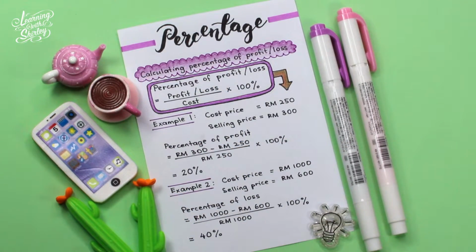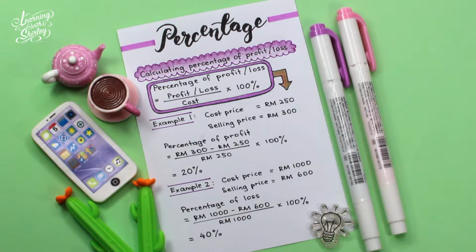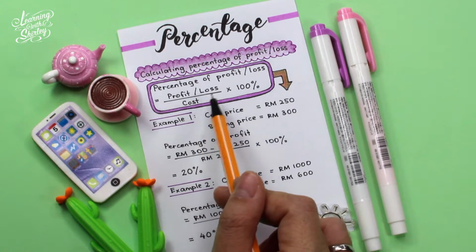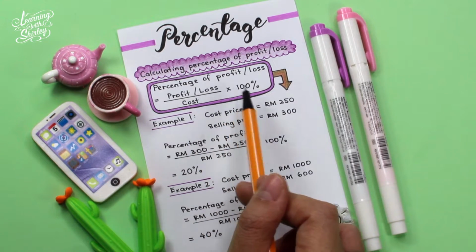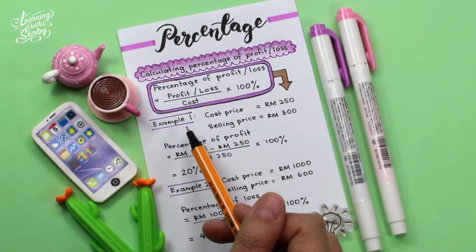How to calculate the percentage of profit or loss? To calculate the percentage of profit or loss, we use this formula, which is profit or loss over cost times 100%. Let's look at example 1.